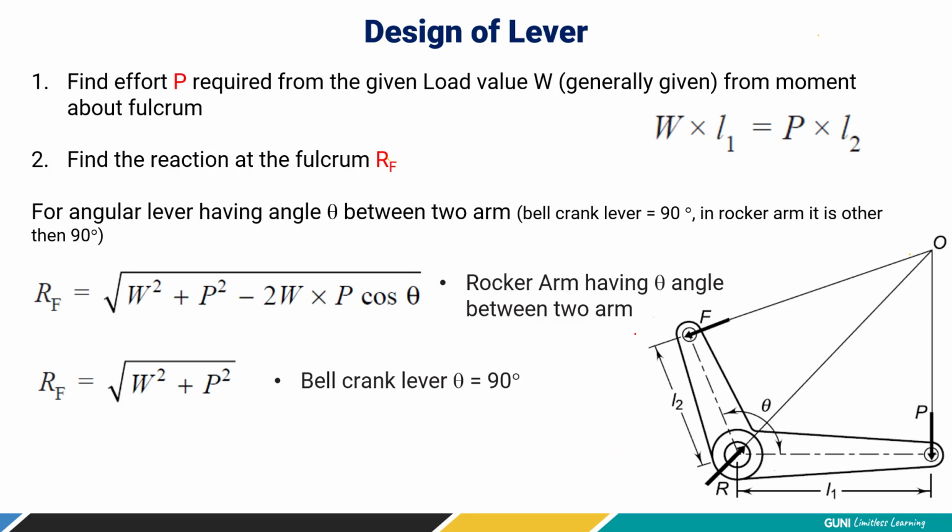Now in the case of design of a lever, we have to understand certain terms and how to find out the various dimensions, right? First, we need to find out the effort P required for a given load value. This is very important and that will come from the principle of moments about the fulcrum. Now what does it mean? Let's say you have been given a lever like this. Lengths are different, effort arm and load arm, right? Let's say this is the load and this is the effort you are applying, okay? You want to lift it.